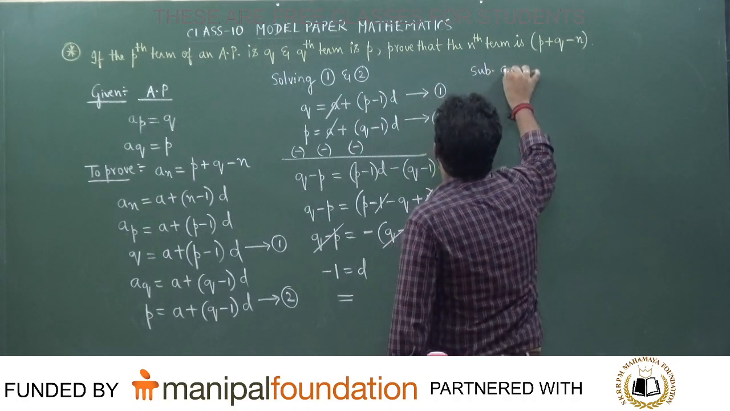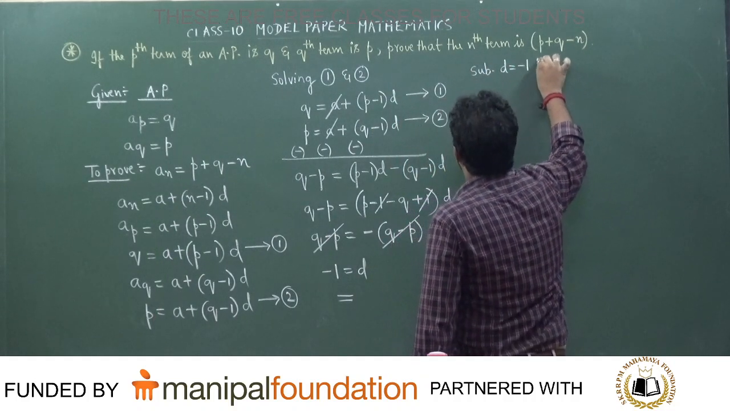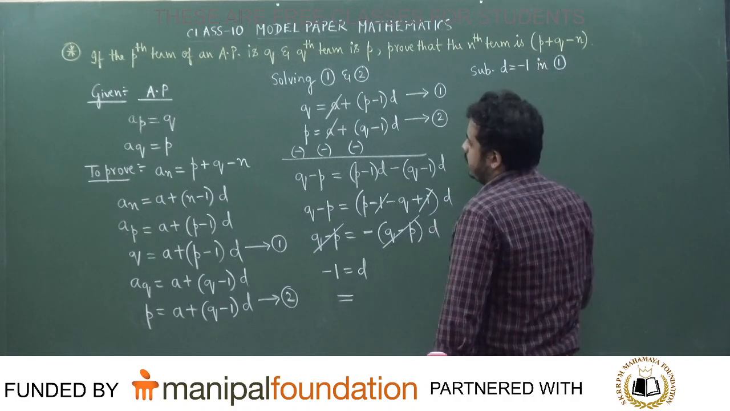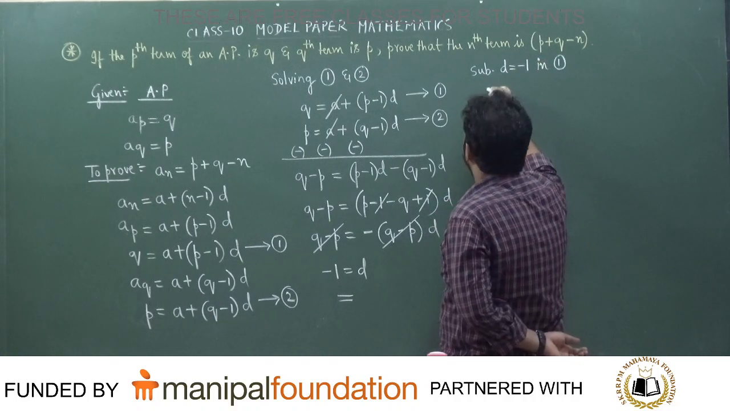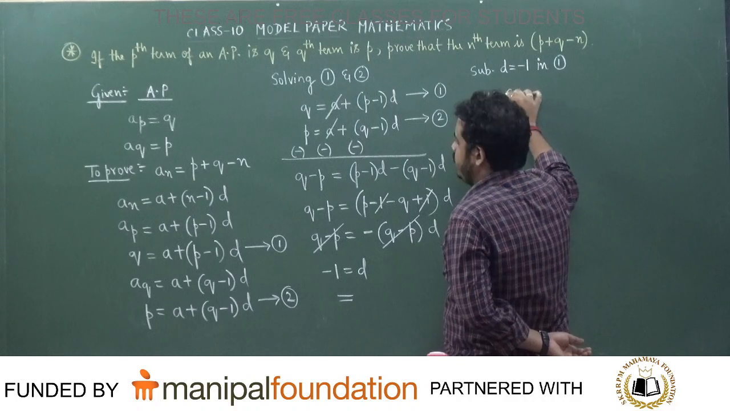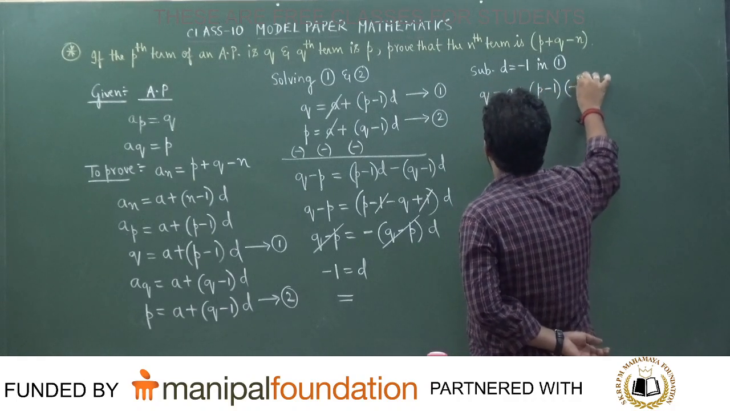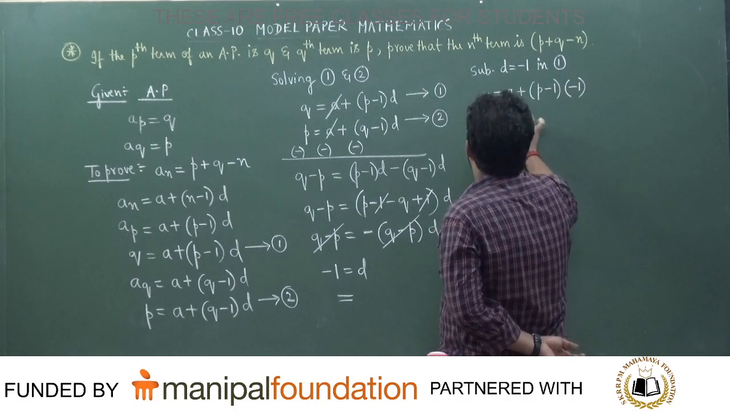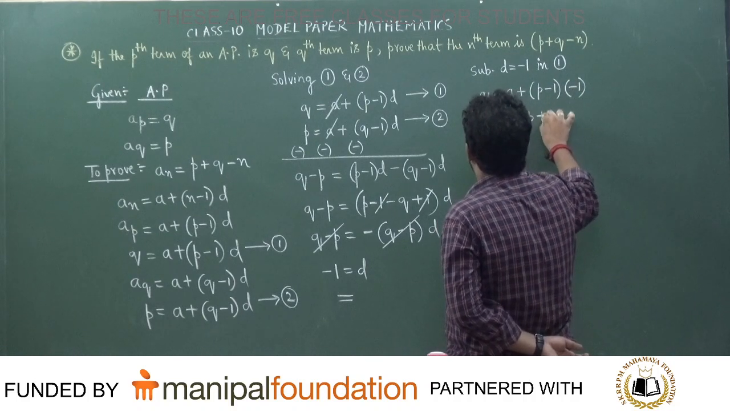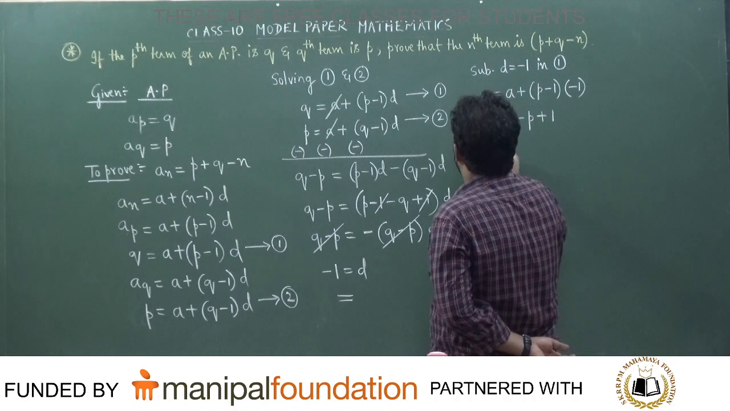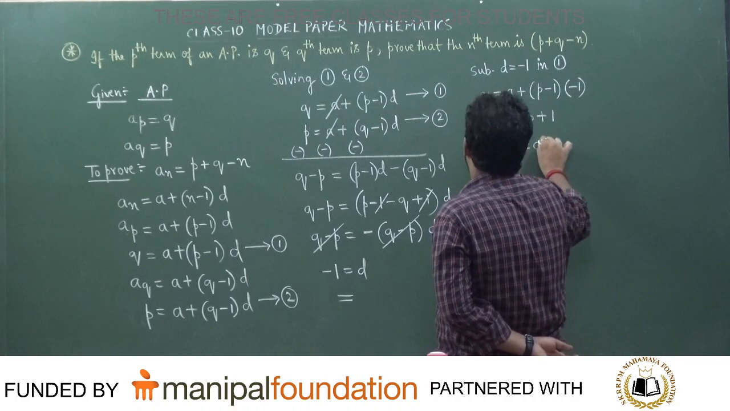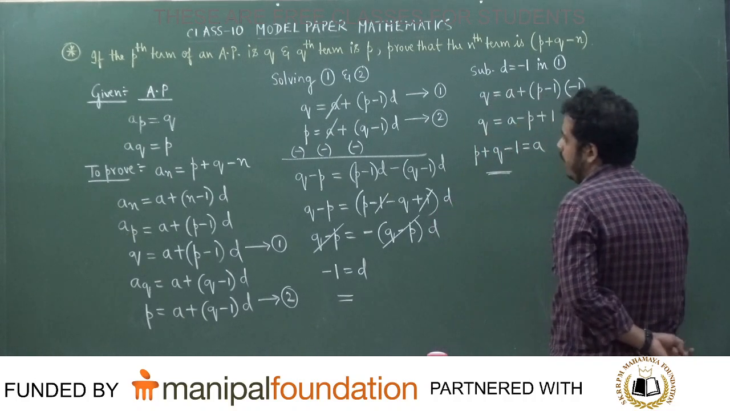Substituting d is equal to -1 in equation number 1. So tell me what is the answer that we get in equation number 1? Q is equal to A plus P minus 1 into -1. So Q is equal to A minus P plus 1. So P plus Q minus 1 is equal to A. Correct or not? That is equal to A.